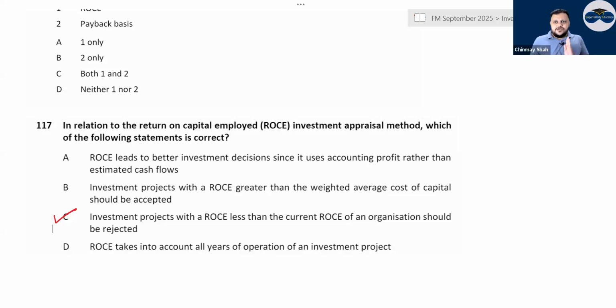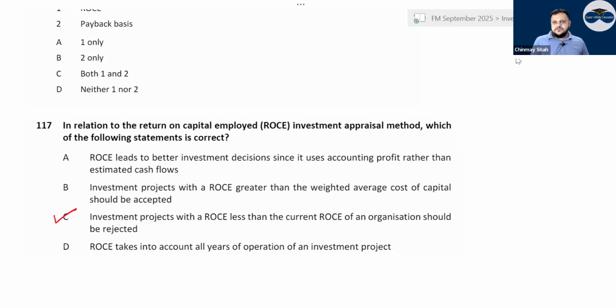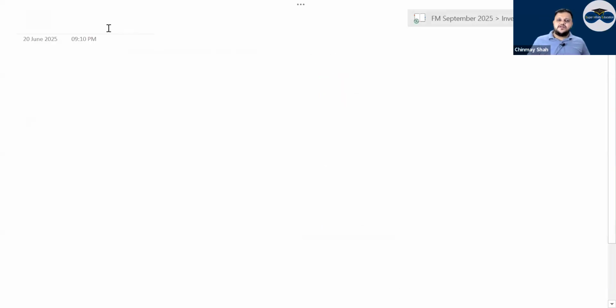But right now I'll keep it ahead a bit, because till you don't understand payback, till you don't understand NPV, till you don't understand IRR, you will not be able to understand this in detail, right? Okay, write down the next heading: Payback period.